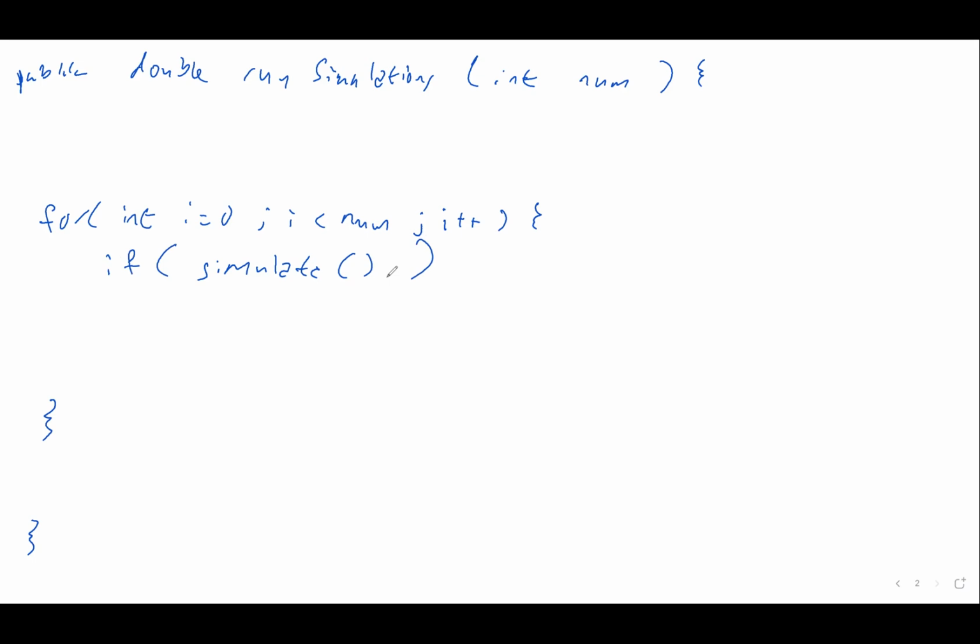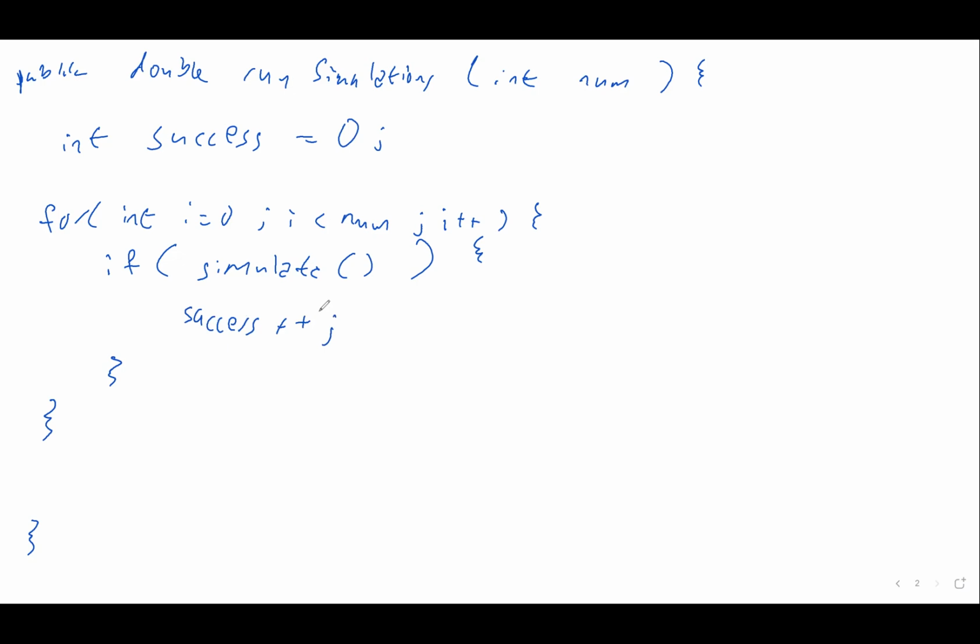If simulate returns true, what do we want to do? Add one to a variable. So what type should this variable be? All right, int. Let's call it success. We'll start that at 0. And if simulate was true, we can say success plus plus. We can add 1 to our success variable.